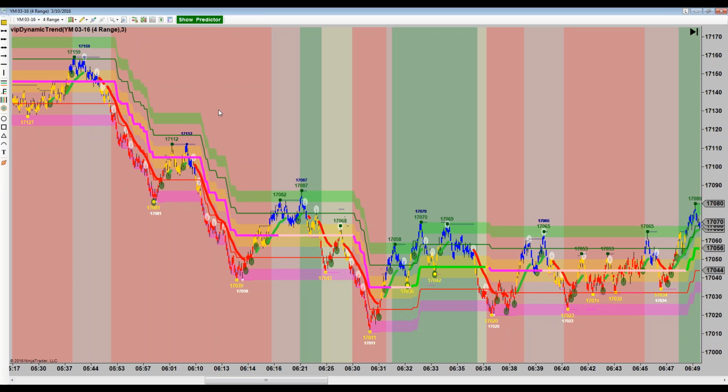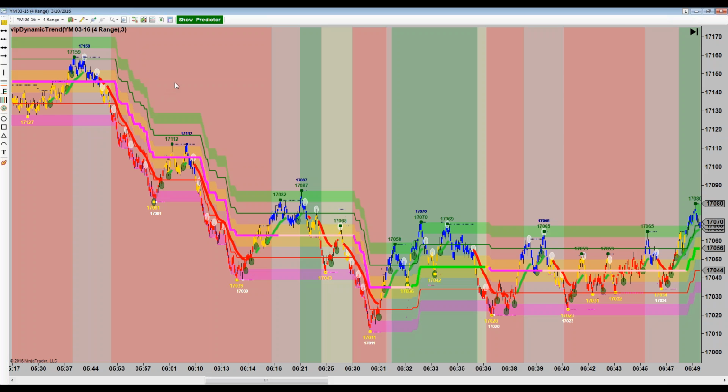Generally speaking, when the background is red and the market bars are primarily red, and you can see all the bands, including the mid band, are stair-stepping down, we are in what's called a downtrend, and we are looking to sell or short the market, whatever market you're in.